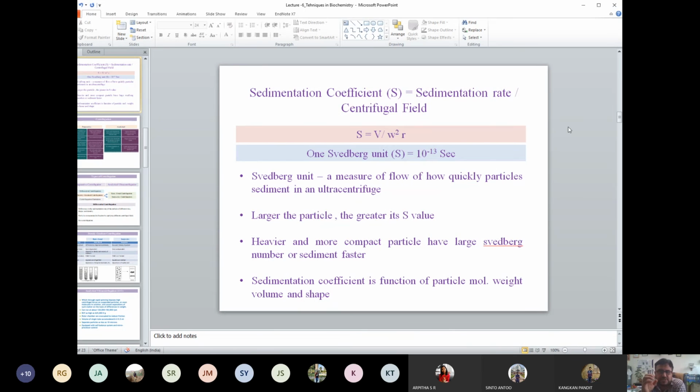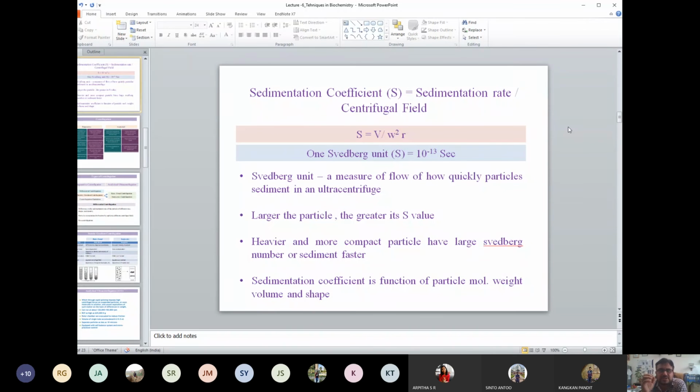The Svedberg unit is very commonly used, and those who know about the discovery of the ribosome and their structural classification will know that the small units of the ribosome are denoted by Svedberg units only. So the sedimentation coefficient is a function of particle molecular weight, volume, and shape, and 1 Svedberg unit is equivalent to 10 power minus 13 seconds. These two are very important points which one should know.